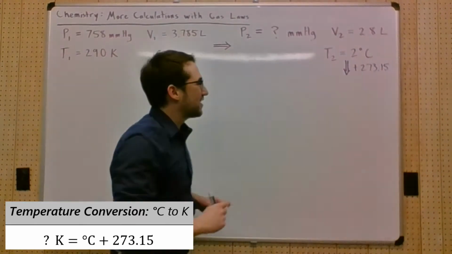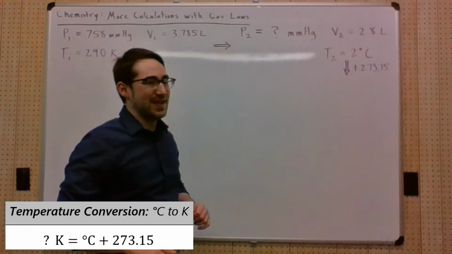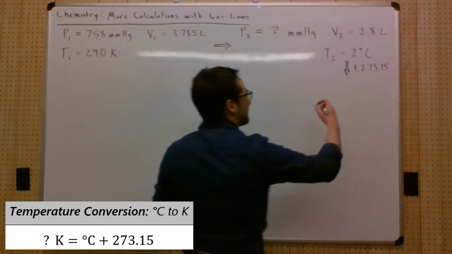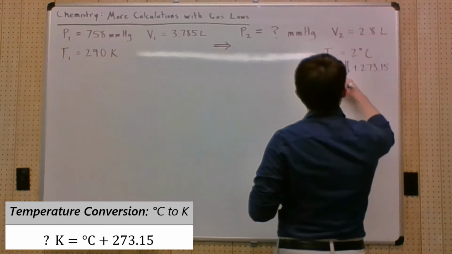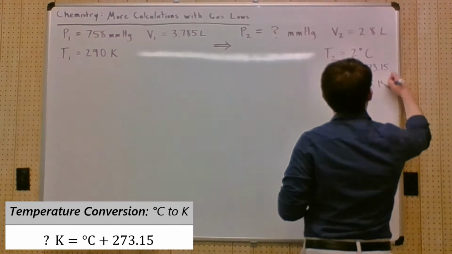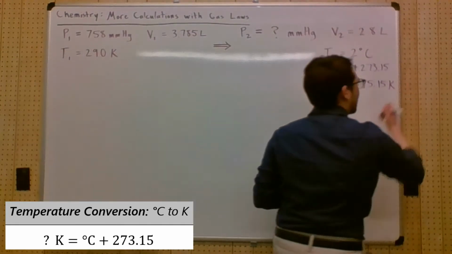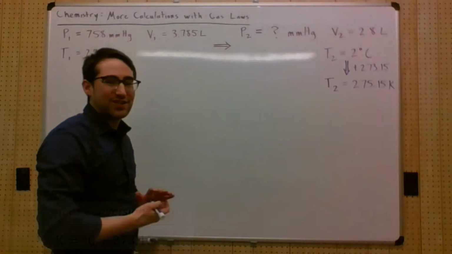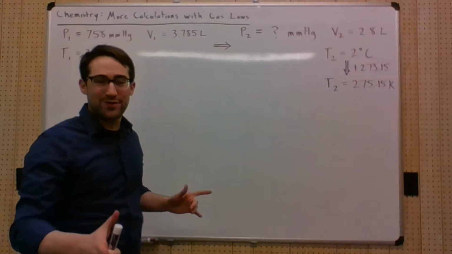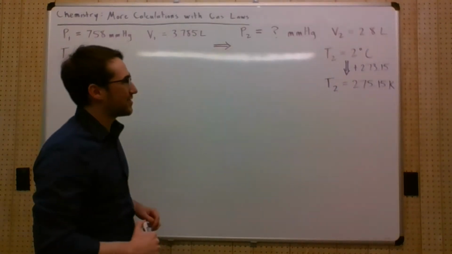So 2 plus 273.15 is going to be a temperature of 275.15. And now we're in Kelvin. That's going to change our answer a lot, so be sure not to miss out on changing your temperatures from Celsius into Kelvin first. Okay?